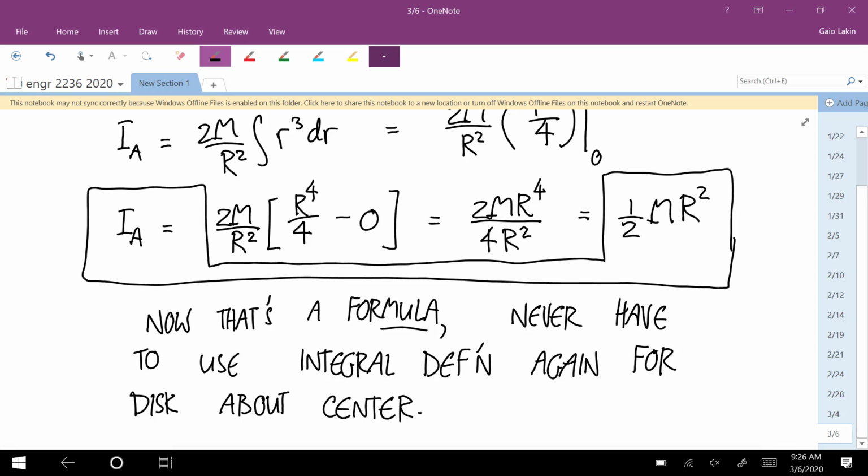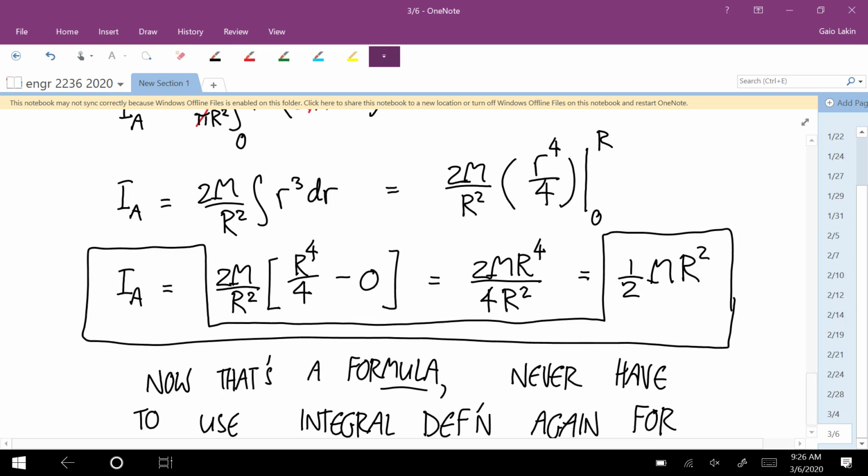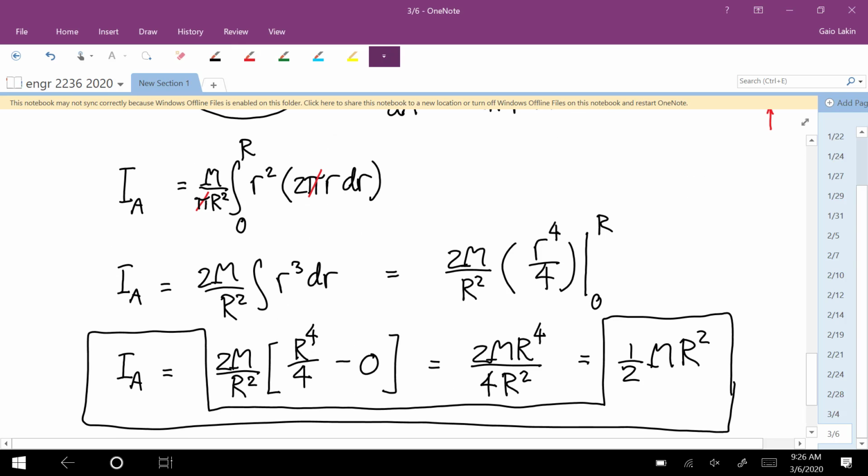Yes. Yeah, because the definition uses mass, but you wouldn't want to express it in terms of area. You'd want to express it in terms of volume.